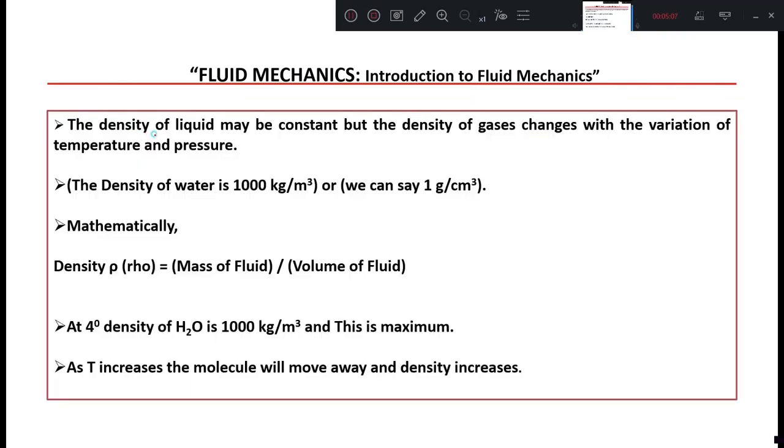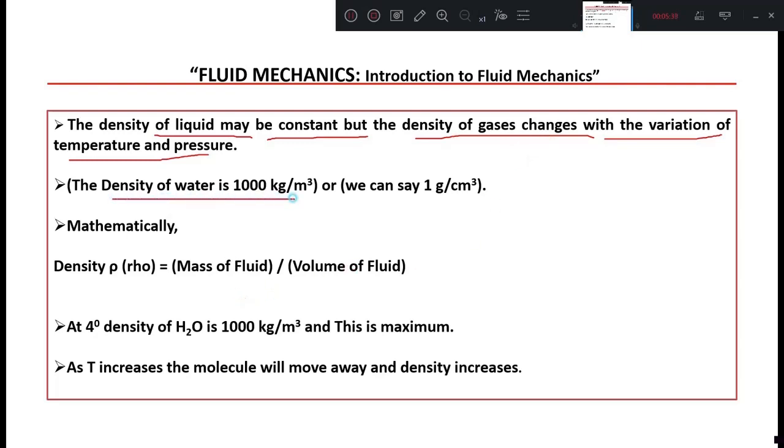The density of liquid may be constant, but the density of gases changes with the variation of temperature and pressure. Since the mass of fluid depends upon the number of molecules in a given volume, mass density decreases with increase in temperature, while it increases with increase in pressure.